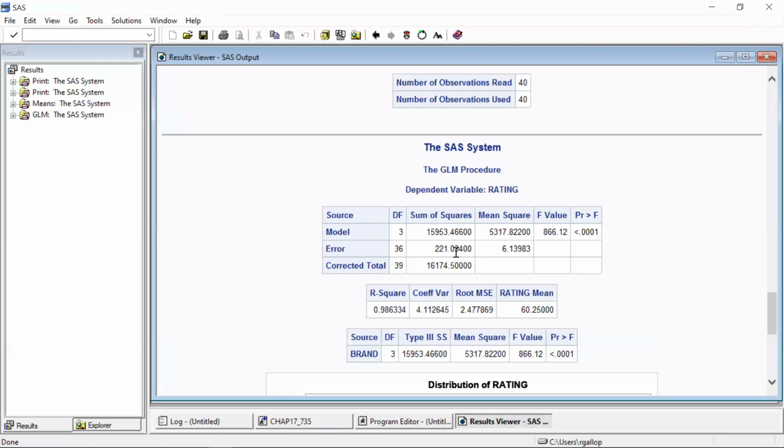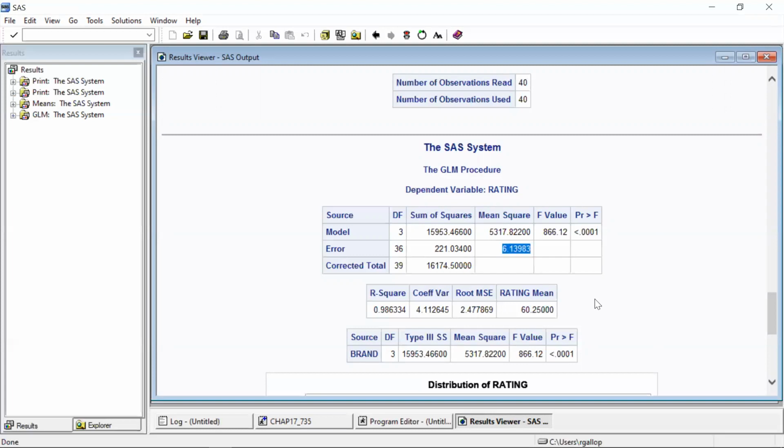So if we focus on the ANOVA table, remember the mean squares are quantifying the estimated variance between the cell means and the estimated variance within the cells. So we're within the levels. So we see the variance between the 4 cell means is over 5,000. No, it's 5,317.822. The average variance within a level, so the observations within a level, is only 6.13.